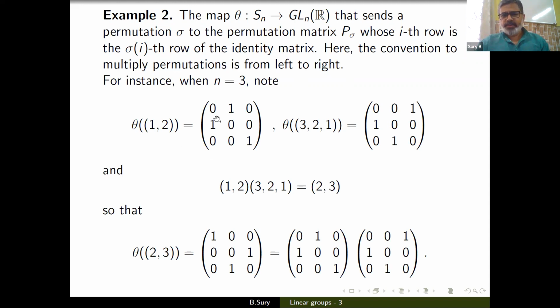For instance, let's look at S3. S3 has (1 2), (1 2 3), and so on. So look at (1 2), you send it to this. This is the permutation. The first and second rows have been exchanged, transposed. The third symbol is left as it is. That means the third row remains as it is, etc. So you can see the cycle (3 2 1) goes to this. Then you multiply these two and you see this is the product. Just to check that this convention is correct, I have checked for a particular example.